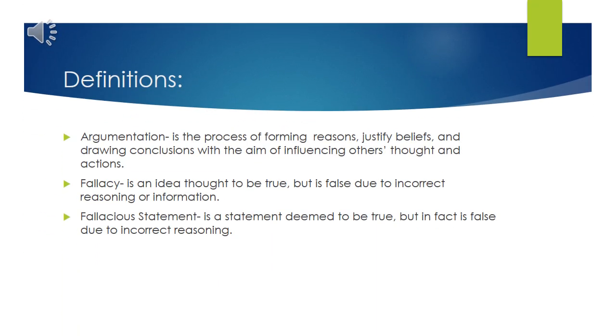These are the definitions. Argumentation is a process of forming reasons, justifying beliefs, and drawing conclusions with the aim of influencing others' thoughts and actions. A fallacy is an idea thought to be true, but is false due to incorrect reasoning or information. A fallacious statement is a statement deemed to be true, but in fact is false due to incorrect reasoning.